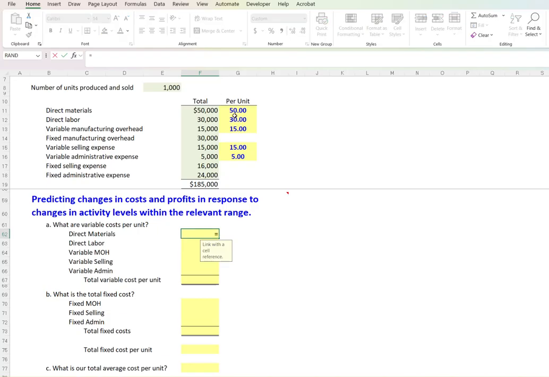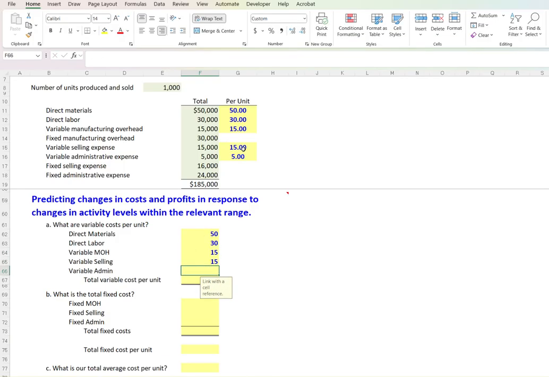That's simple. It's our $50 per unit for direct materials, our 30 for direct labor, our 15 for variable manufacturing overhead, our 15 for variable selling, and our $5 for variable admin. So our total variable cost per unit is $115 per unit. That's what it costs us, or how much our costs will change every time we manufacture and sell an additional unit of product.